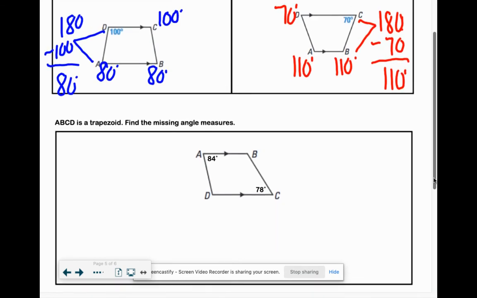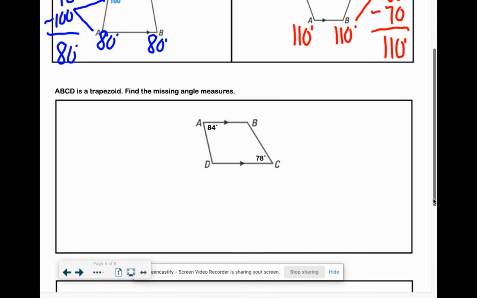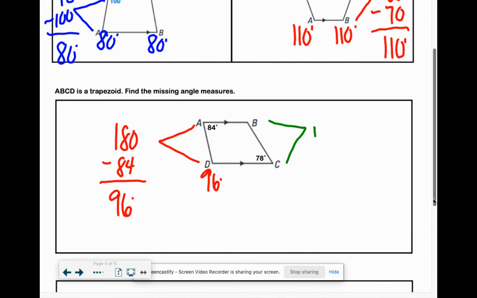Okay, on this next one, we just have a regular old trapezoid. So we don't have any that are the same, but we can still subtract from 180 to find the missing one. So what is 180 minus 84? 96. What'd you get? 102? Perfect.